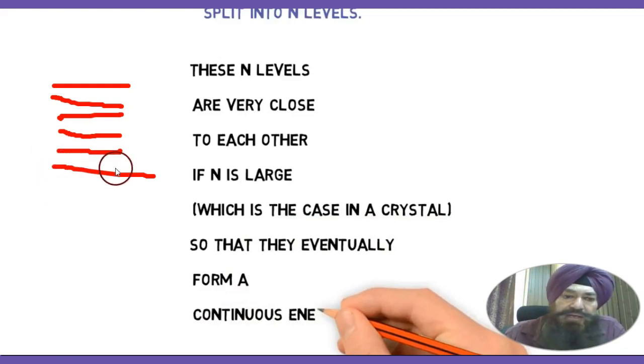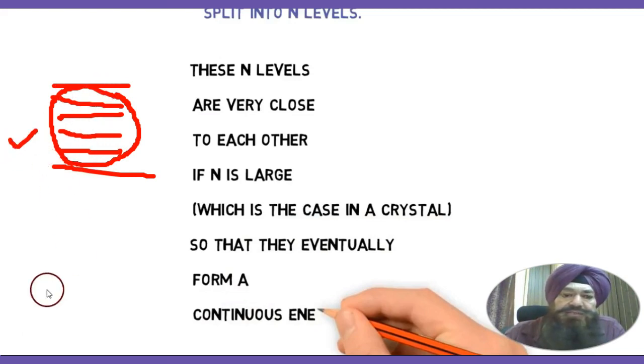From here to here, there are a very large number of continuous levels. Instead of looking discrete, this area becomes continuous when n is large. So the splitting produces new levels, and these levels are continuous in some area. That is called an energy band.